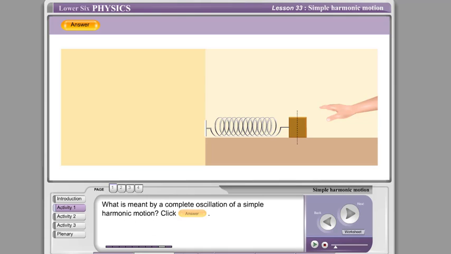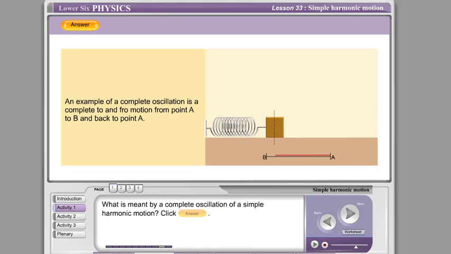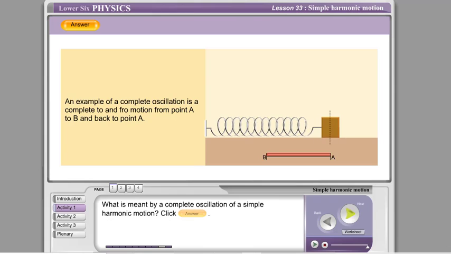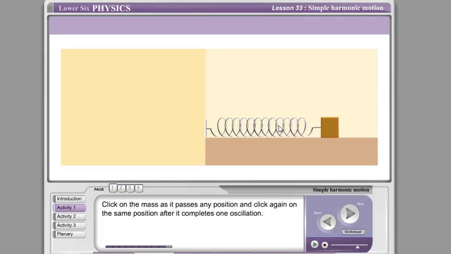What is meant by a complete oscillation of a simple harmonic motion? Click Answer. An example of a complete oscillation is a complete to and fro motion from point A to B and back to point A. Click on the mass as it passes any position and click again on the same position after it completes one oscillation.